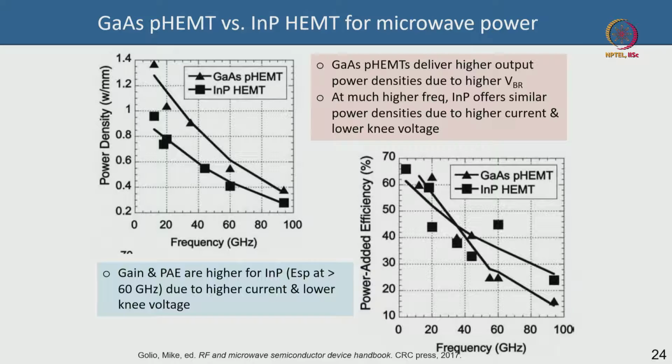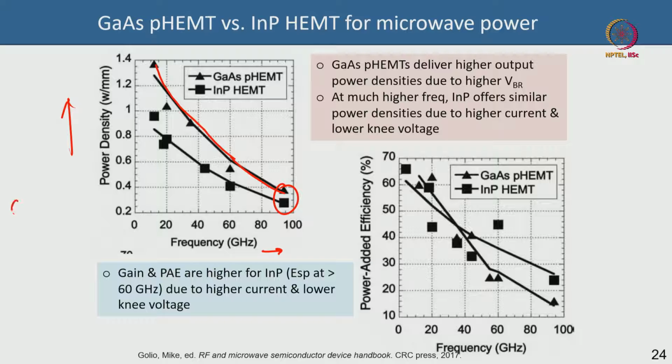So, if I compare in general some reported values of gallium arsenide pseudomorphic HEMT compared to indium phosphide lattice matched HEMT, this is your power density. You can see that gallium arsenide devices of course give you higher power density as a function of frequency, because of higher breakdown voltage than indium phosphide lattice matched HEMT, but at millimeter wave frequencies close to 100 gigahertz the difference is not so much.